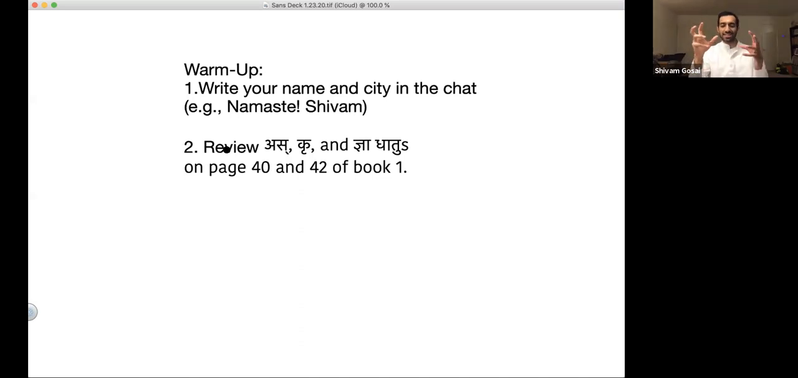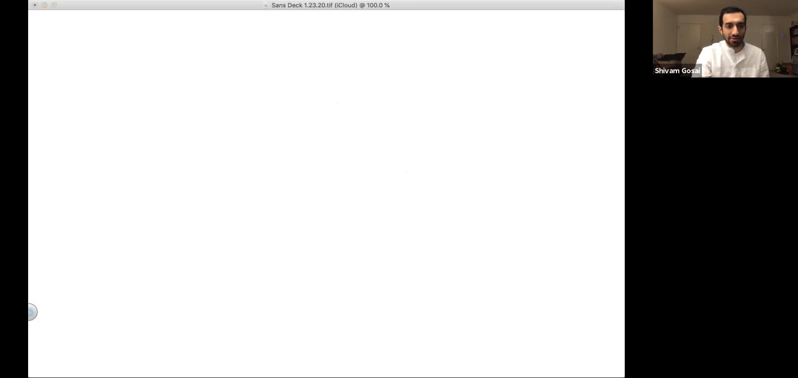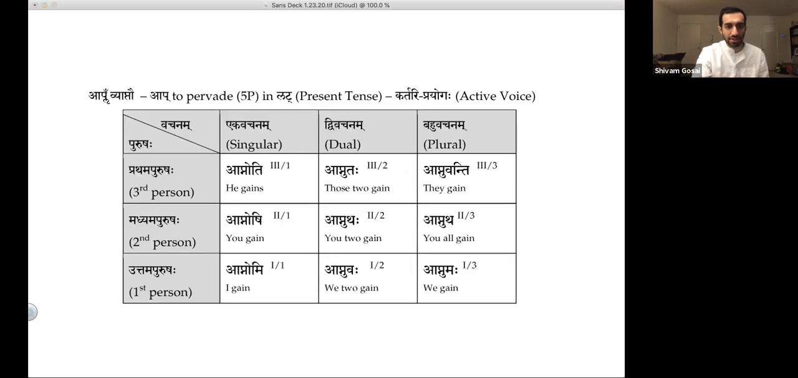We're on the last little part of learning about verbs for this whole book. So verbs, right? Tingantam padam are made up of dhatu plus ting pratyaya, but we need to look at some dhatus which are common but don't follow the same patterns as we've seen before. So that's why we were looking at that. The next one we need to see is ap dhatu. This is also on page 41 of book 1.